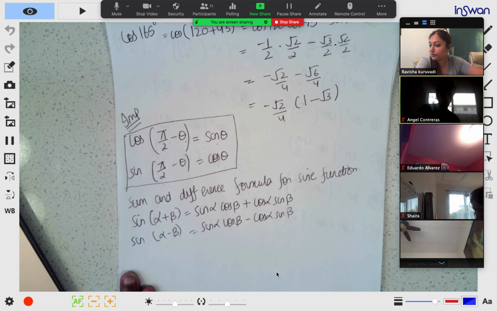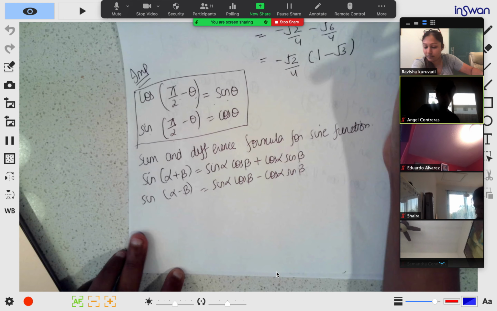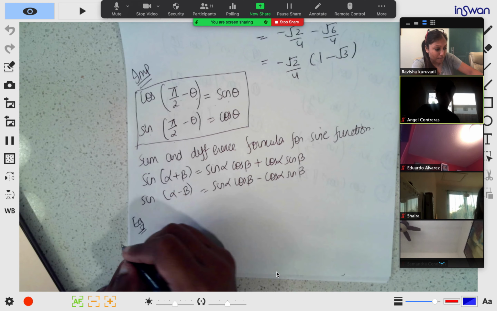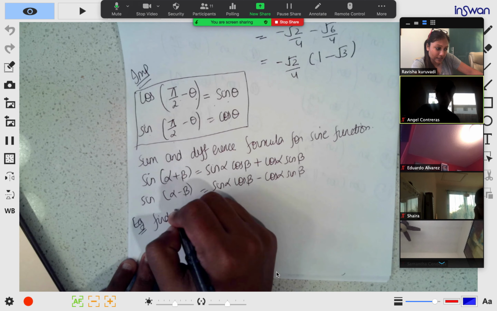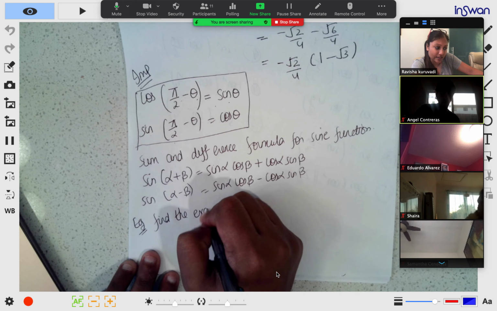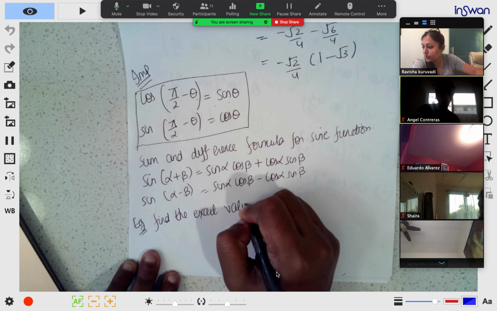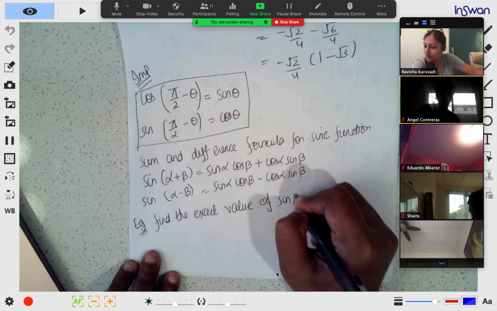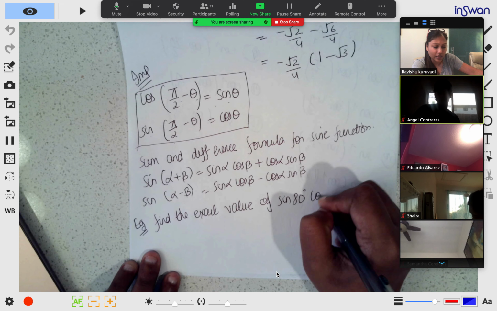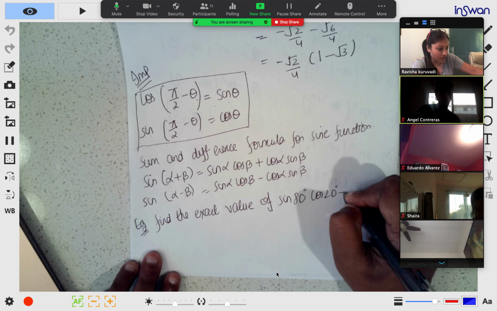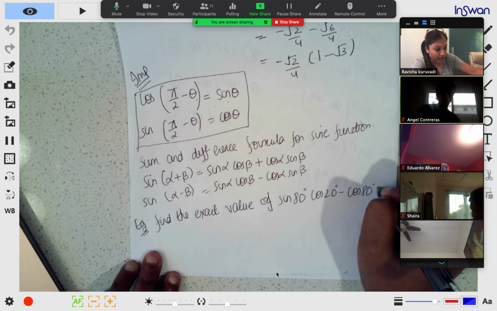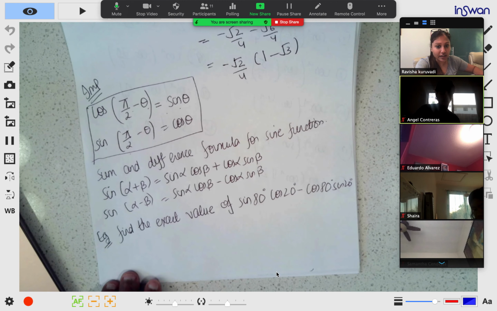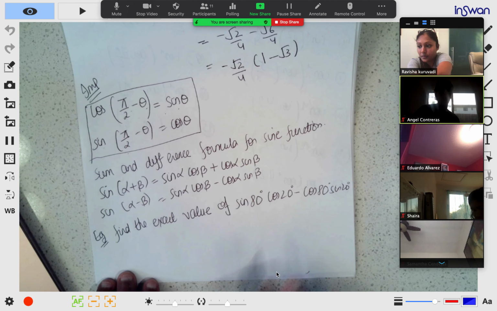For example, it says find the exact value of sine 80 cosine 20 degree minus cosine 80 sine 20 degrees. If you are given this thing, they want you to find the exact value of this thing. Okay.